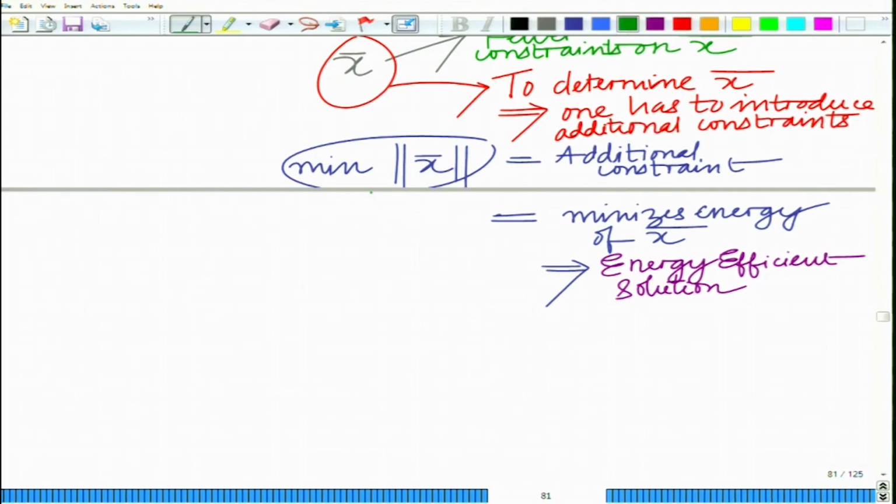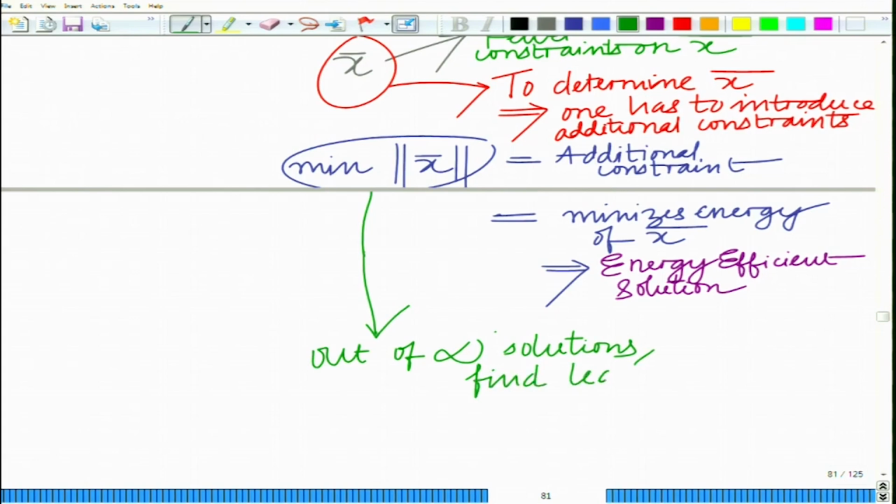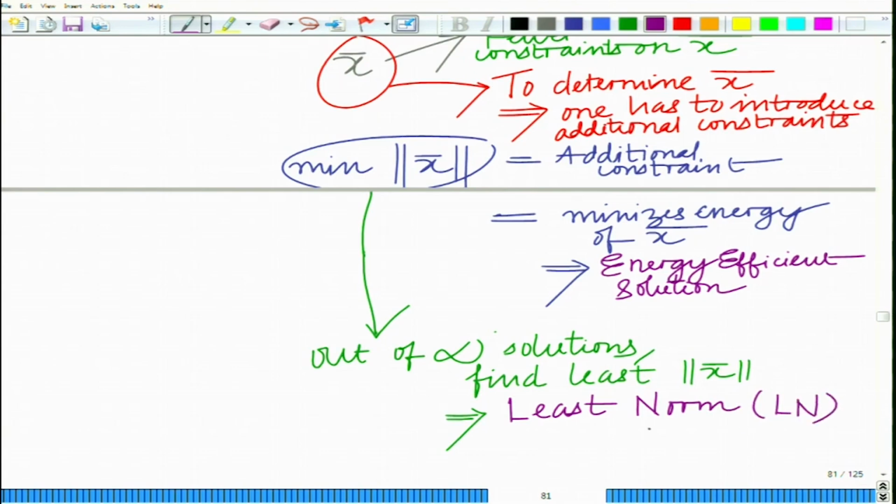So this means, out of infinite solutions, find the one that has least norm. Therefore this is known as the least norm framework. Least norm or minimum norm, you can also say min norm.